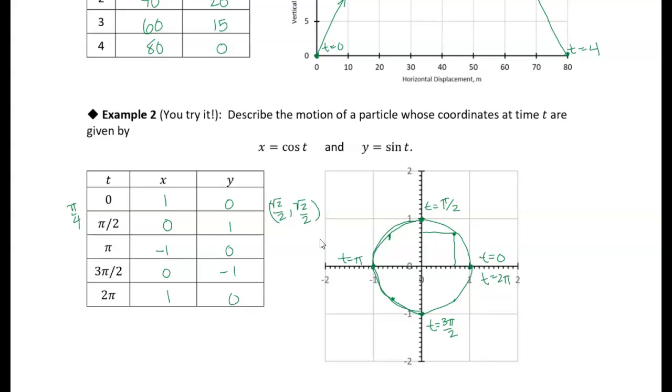This is another thing that's important to note: we're moving in the counterclockwise direction, right? Because as time advances, we're going around in the counterclockwise direction.